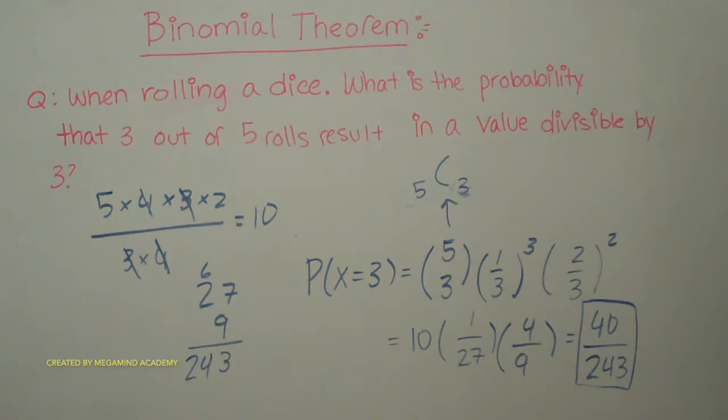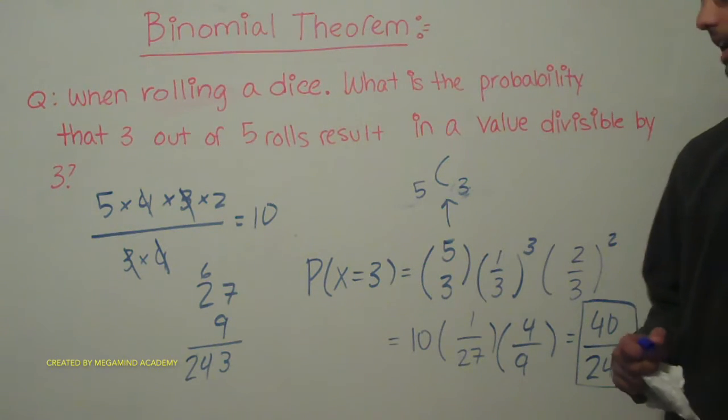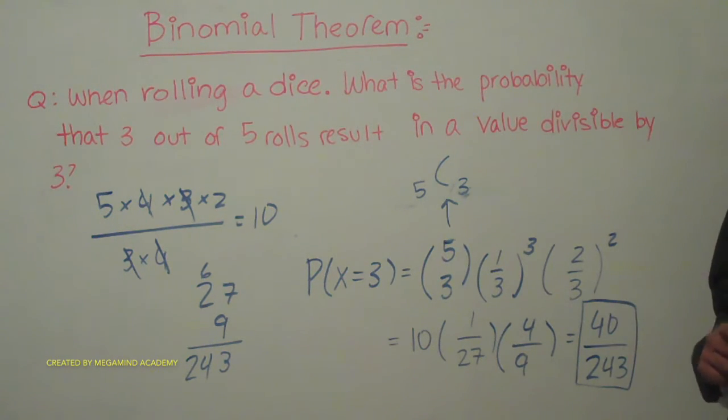But the main thing to take away from the problem is the binomial setting, the binomial theorem, and the formula for a combination.